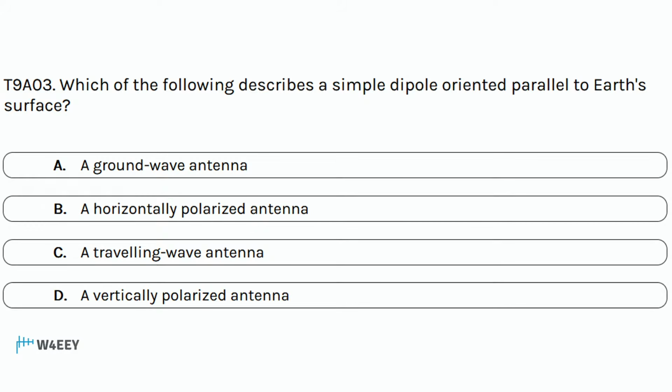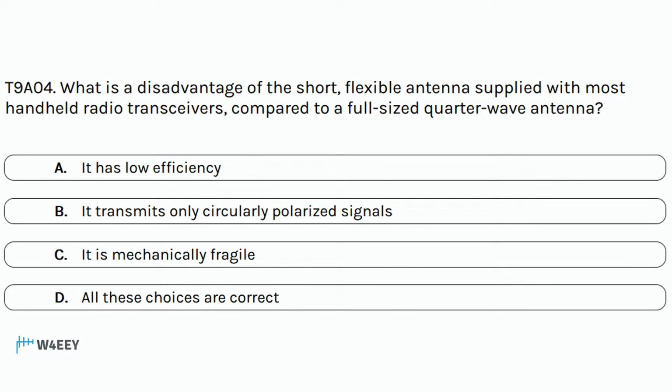So which of the following describes a simple dipole oriented parallel to the Earth's surface? Bravo. It is a horizontally polarized antenna. And what is the disadvantage of the short, flexible antenna supplied with most handheld radio transceivers compared to a full-size quarter wave antenna? Alpha. Yeah, the rubber duck antenna has very low radiation efficiency. It doesn't radiate a lot of signal.